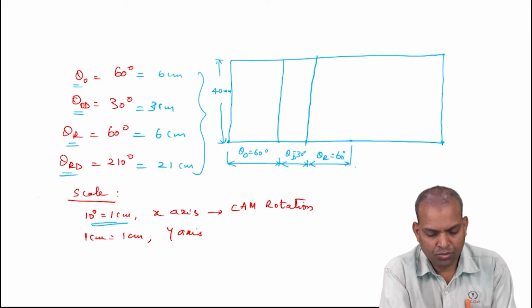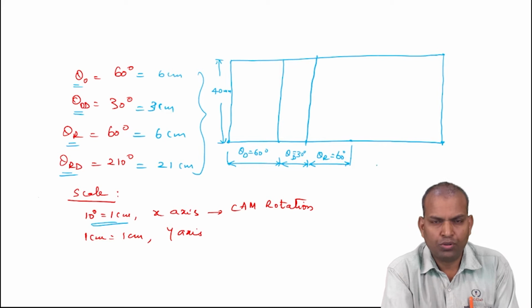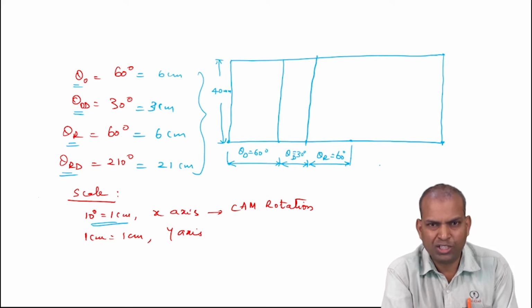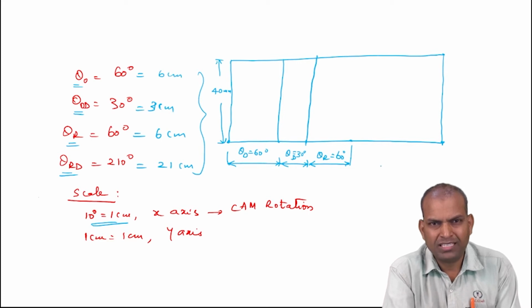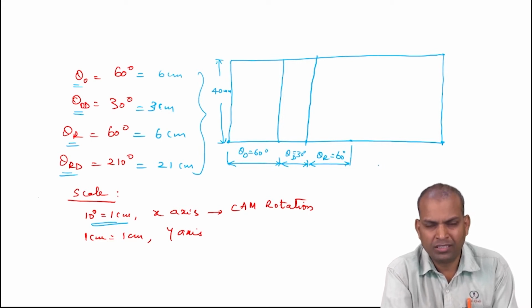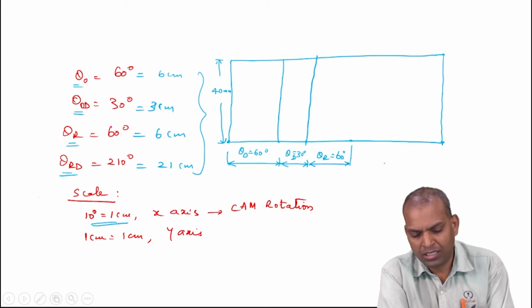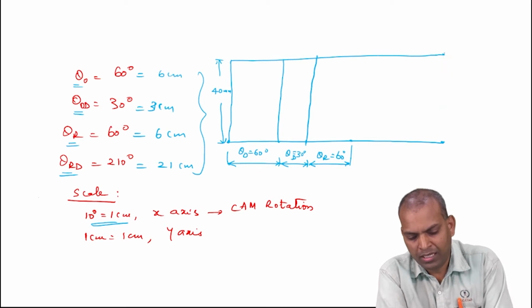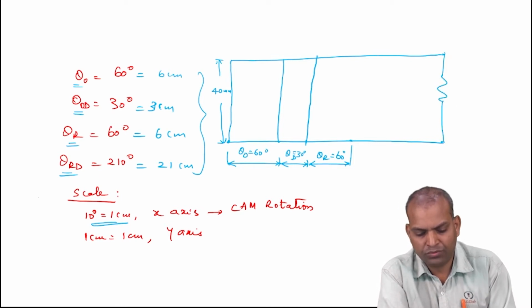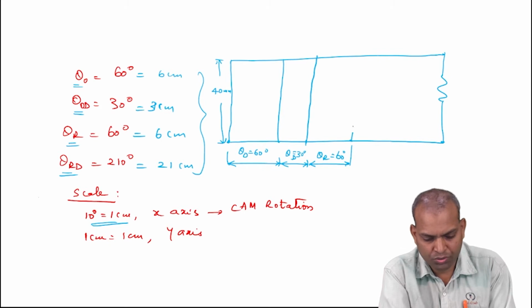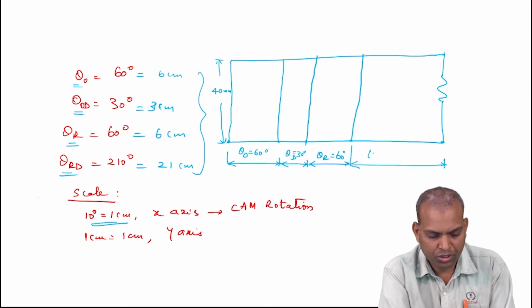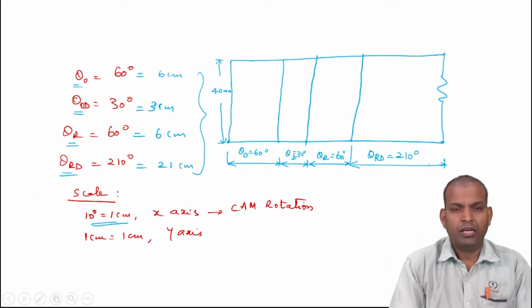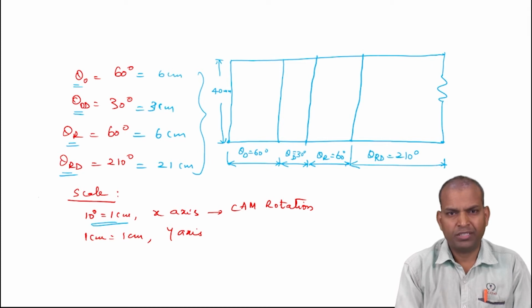The remaining is 210. Within the displacement diagram, a dwell doesn't have that much effect. It becomes a horizontal constant line. So generally we'll draw a line for this one. The remaining portion shows the dwell period. This is the complete dwell portion, that is theta return dwell. That's 210 degrees, so it is a huge 36 centimeters.